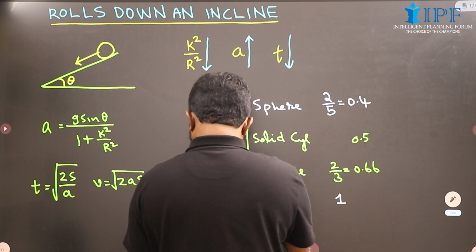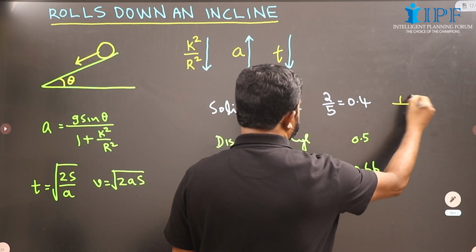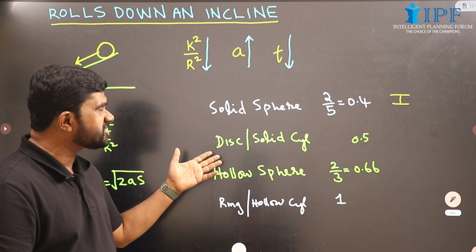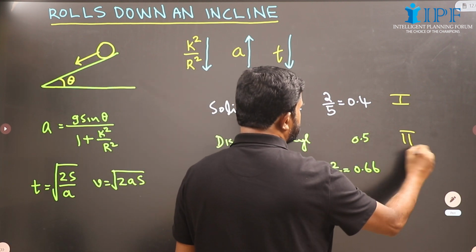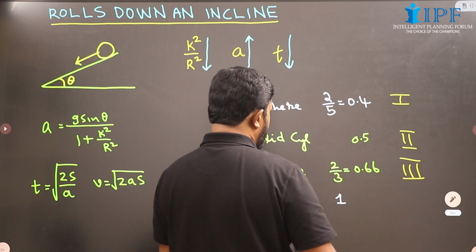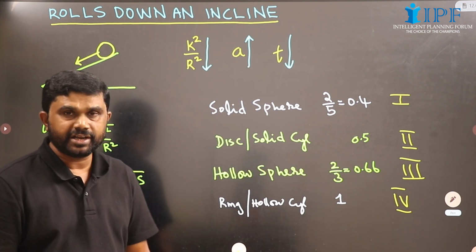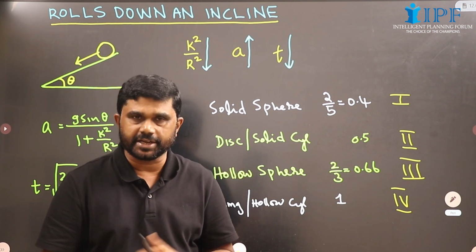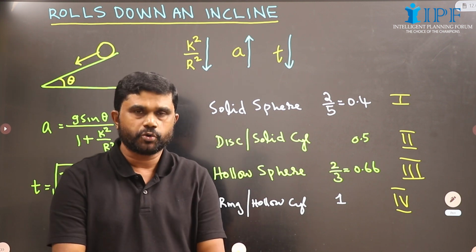So the solid sphere will reach the bottom first. After that, k square by R square is 0.5, so the disc and solid cylinder will reach the bottom second. Then comes 0.66, so the hollow sphere will reach the bottom third. Finally, last, the ring and hollow cylinder. The ring and hollow cylinder will reach the bottom simultaneously. The disc and solid cylinder reach the bottom simultaneously. Okay, right.